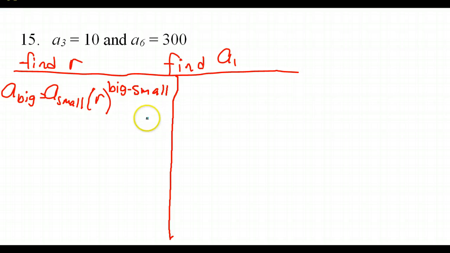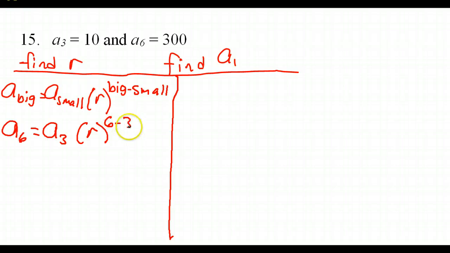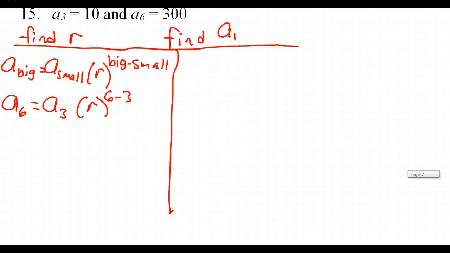Okay, that is how you set up to find R. So A big, that's A6, equals A small, that's A3, times R to the big minus small power. So that's R to the 6 minus 3 power.